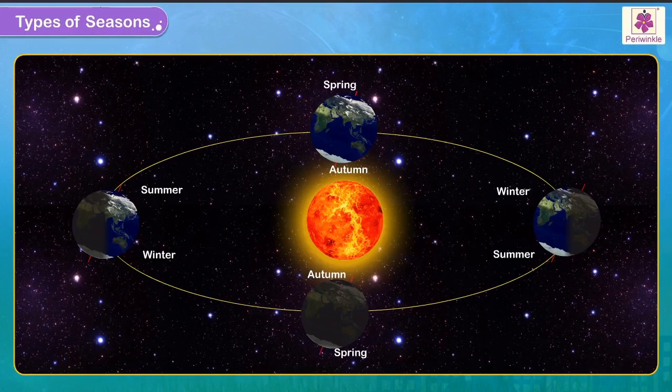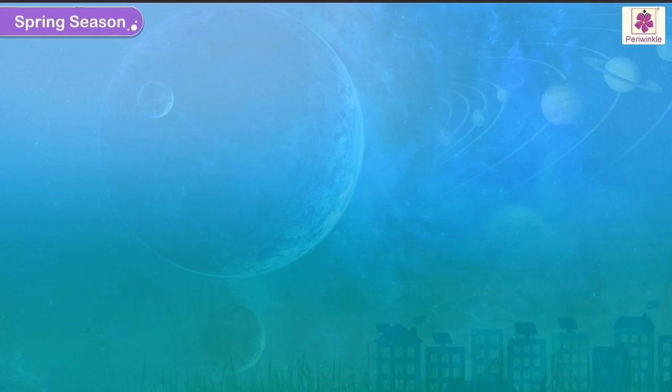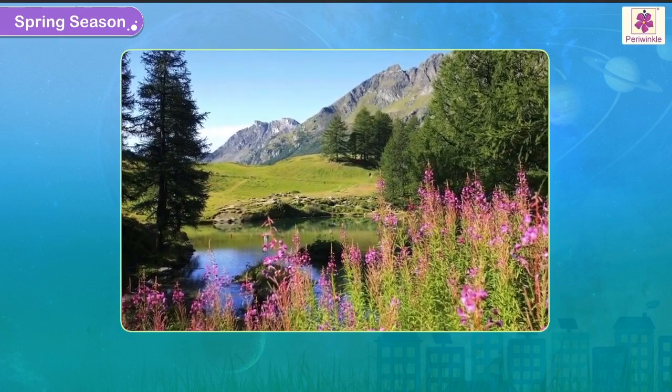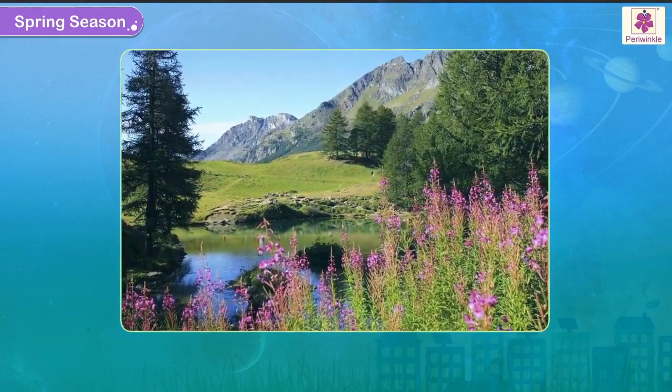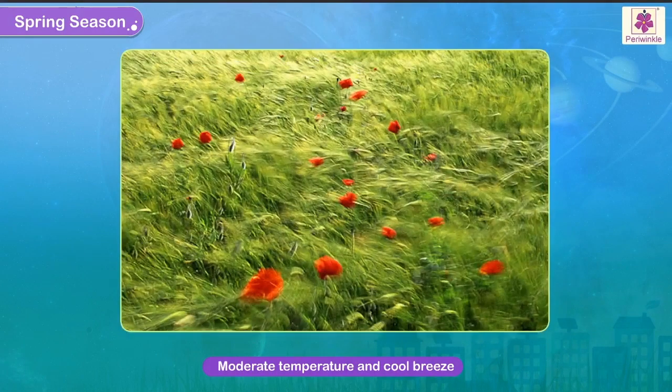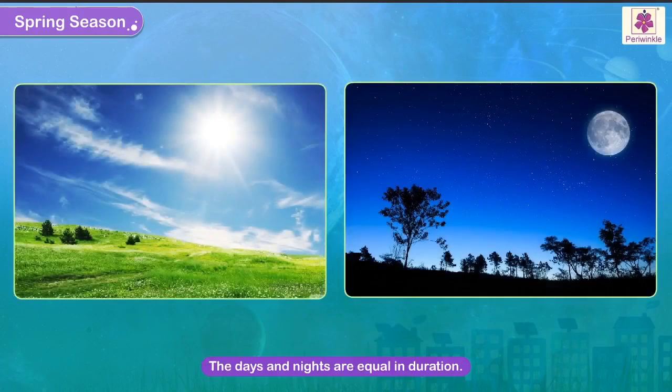Types of seasons. The diagram here shows the seasons experienced by the two hemispheres at the same time are opposite. Spring season. This is the most pleasant and beautiful of all seasons. It is characterized by moderate temperatures and cool breeze. The days and nights are equal in duration.